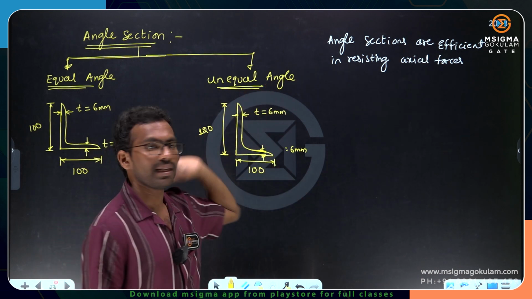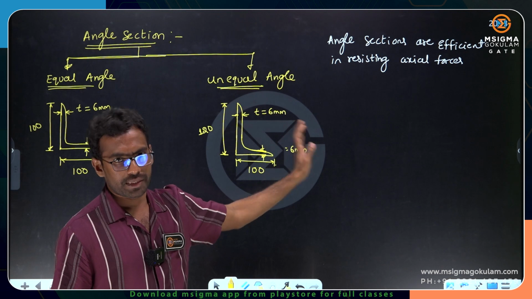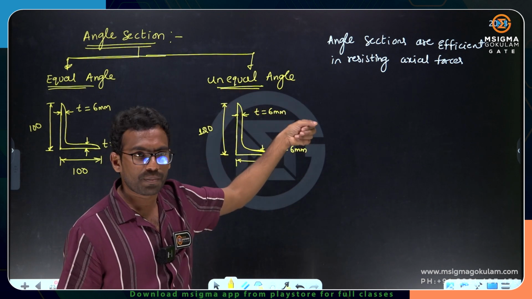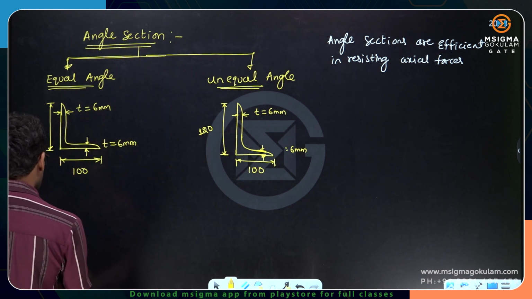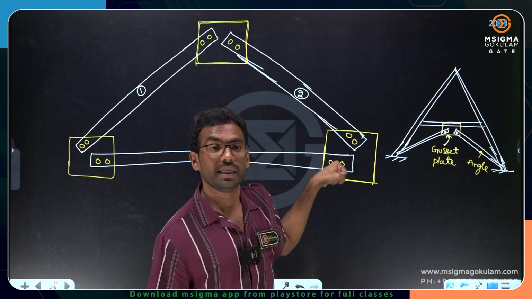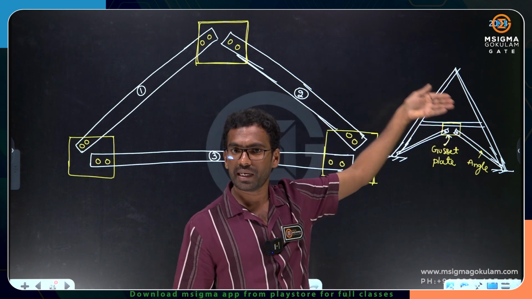120 into 6 is the higher area. Is it clear? Yes. Now listen. When you provide a longer leg area to the gusset plate, then more force will be transferred to the connection. It can take more force. It can transfer more force. Are you getting my point?